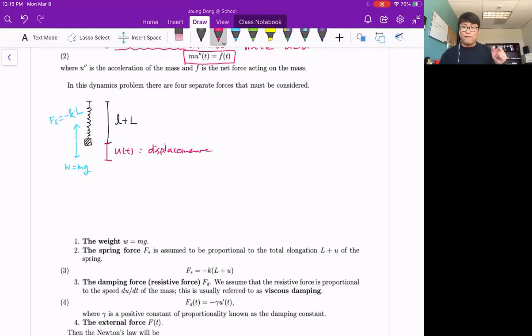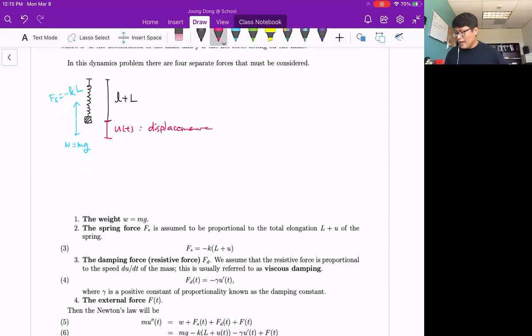And the second one is the spring force. We notate it by Fs, right? And that is backward, and basically it's k times L plus u, because the original length was L, and stretching by the mass was capital L, and now it's stretched even more by pulling down, which is the displacement u. So your spring force is applied this way. You know why we have L plus u, right? Because u is the displacement, okay?